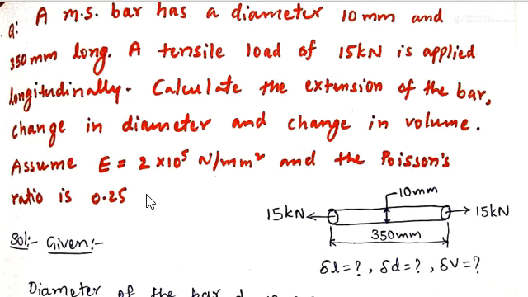Assume E, that is Young's modulus, is equal to 2 into 10 to the power of 5 Newton per mm square, and Poisson's ratio is 0.25. So here a MS bar rod is given of 10 mm diameter. On this bar 15 kilonewtons tensile load is applied like this, and the length of the bar is given 350 mm. So for this case we have to find out change in length, that is extension of the bar, and change in diameter and change in volume we have to find out.